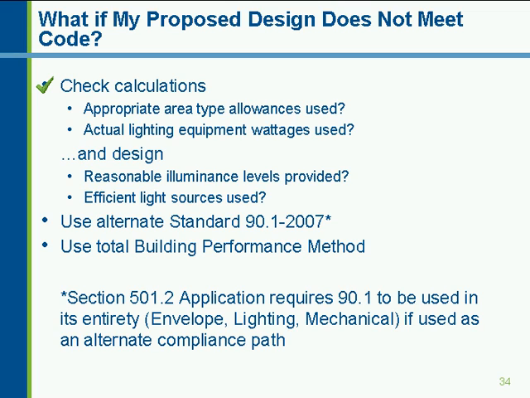Did you pick the actual lighting equivalent wattages? Did you follow the rules and calculate according to what you're actually going to put in there? And make sure specifically that you follow the list of exemptions. You don't want to have to be counting any lighting that is not required to be included. You also want to look at your design. Do you have reasonable luminance levels provided?